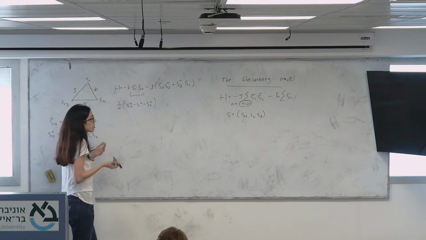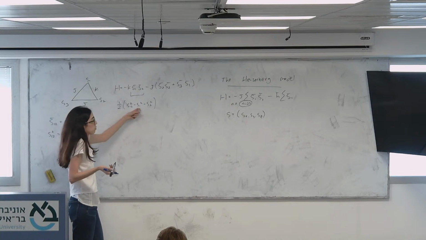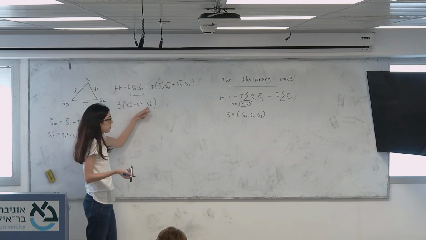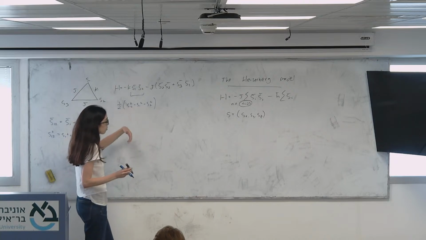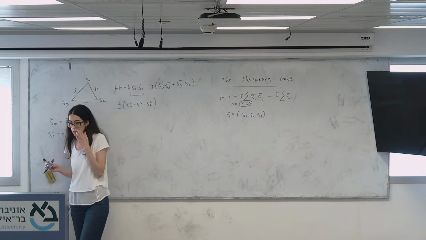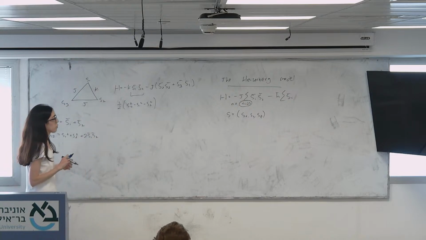Okay, and now it's going to be much easier because we know the eigenvalues and eigenstates of S1 square and S2 square. We're soon going to know also for S12 because we saw how to do addition of angular momentum, and this is a much easier problem to solve.